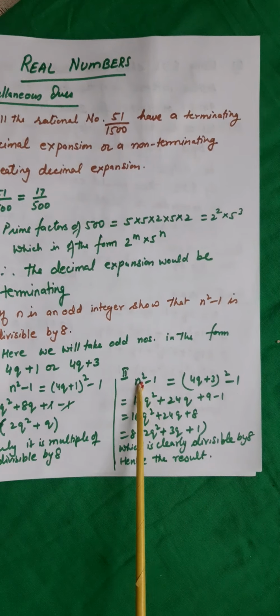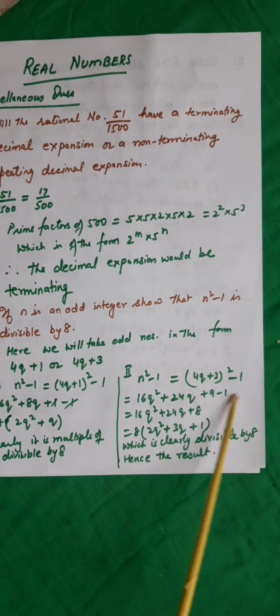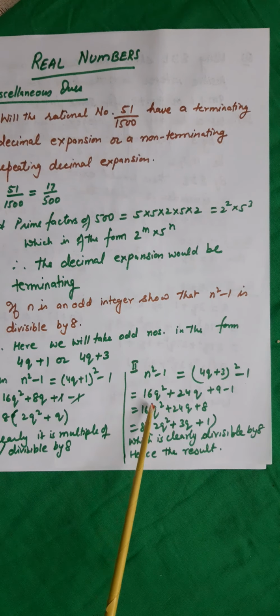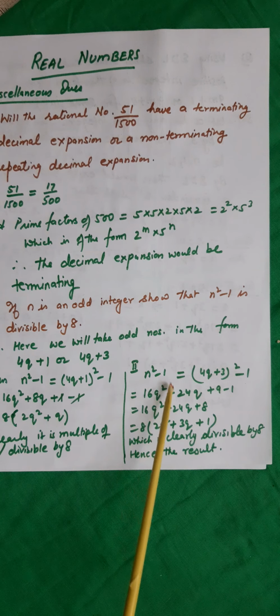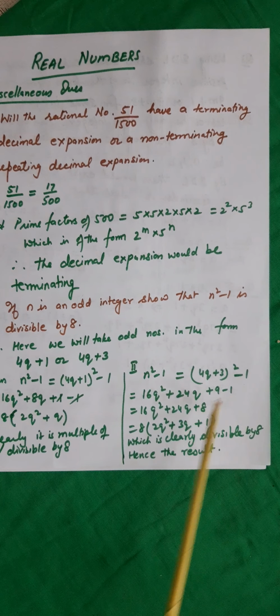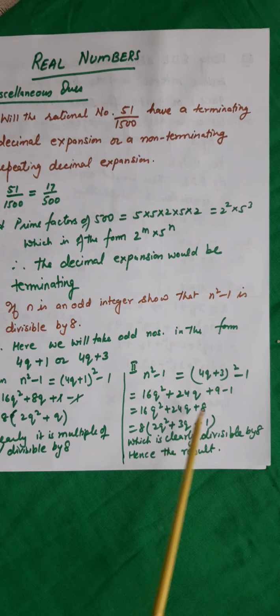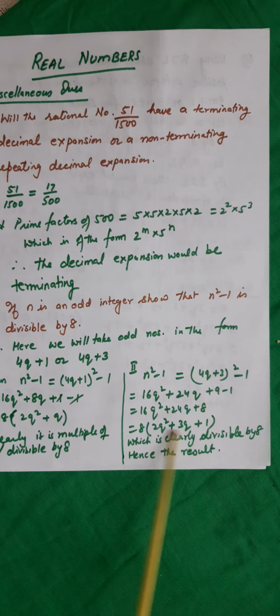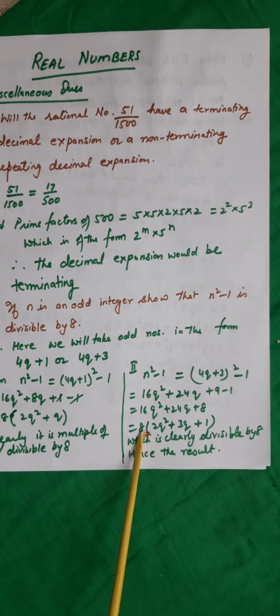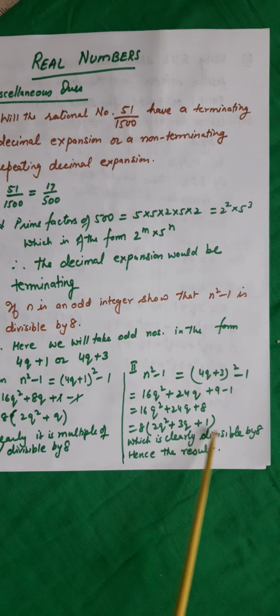Case 2. n square minus 1 can be written as (4q plus 3) whole square minus 1. Now this is equal to 16q square plus 24q plus 9 minus 1, which is equal to 16q square plus 24q plus 8. And from these three, 8 can be taken out common, and I have 8 times (2q square plus 3q plus 1), which is clearly divisible by 8, hence the result.